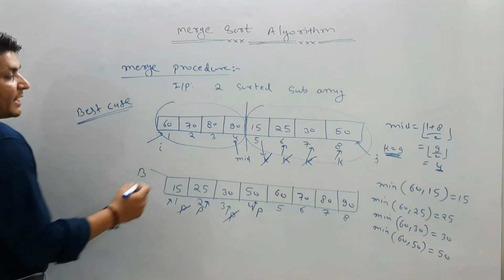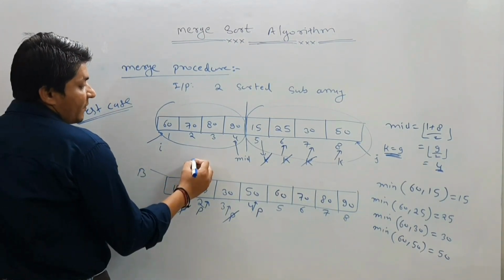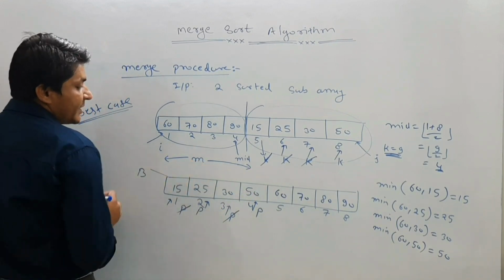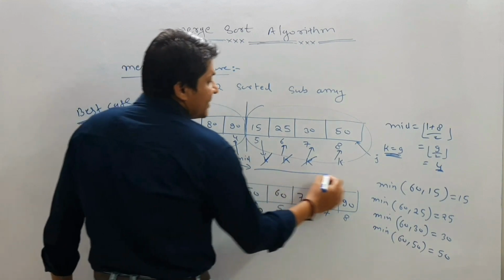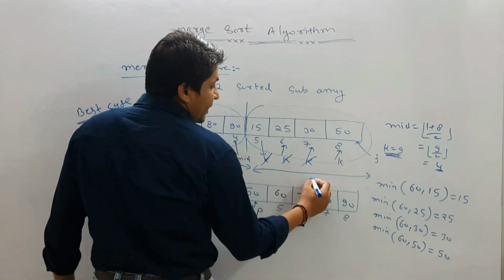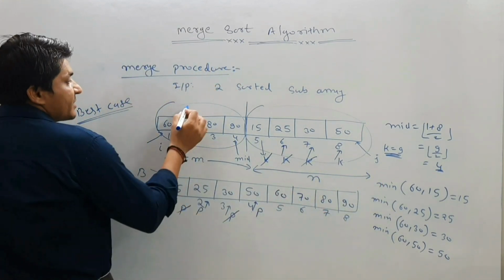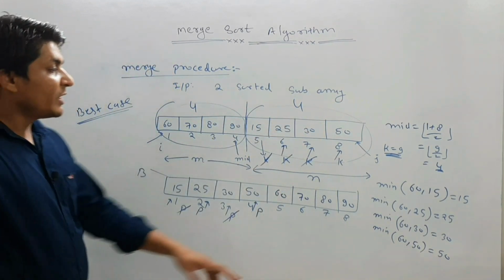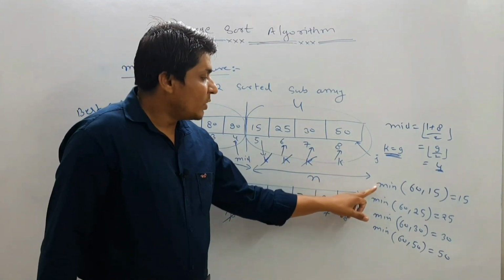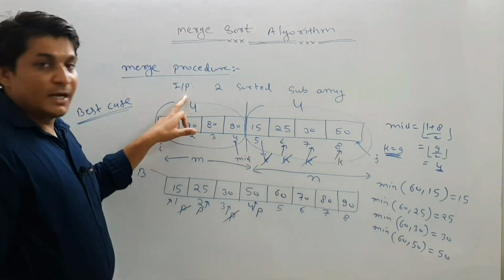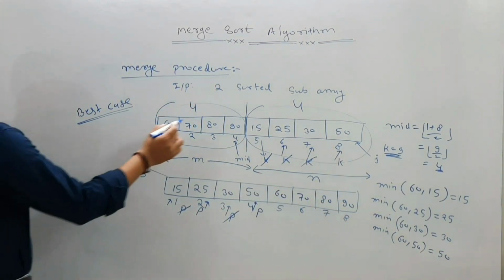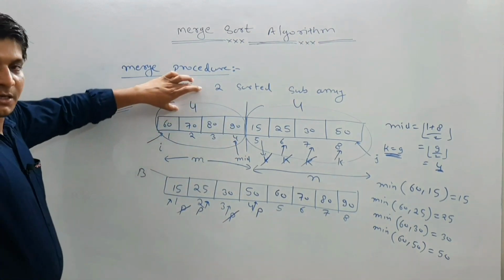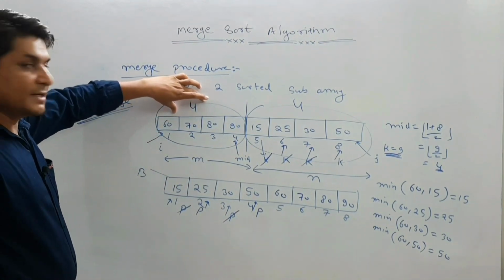What is the meaning? Let's suppose the number of elements in this array is m, and the number of elements in this array is n. Previously it contains 4 elements, and this also contains 4 elements. So what is the answer? How many comparisons in the base case? 1, 2, 3, 4. So 4 is the answer in the base case.